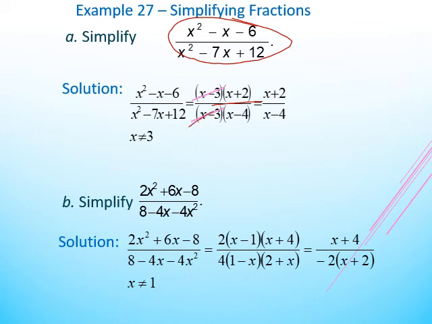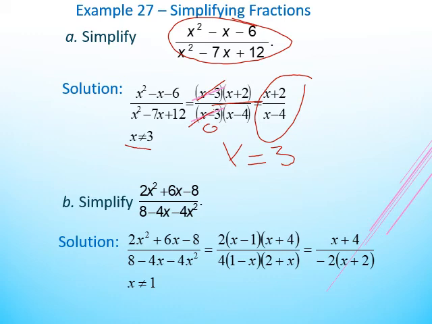We will cancel x minus 3 by x minus 3, and the result will be (x plus 2) over (x minus 4). And we are sure that x will never equal 4, because then the denominator will equal 0 and the expression will not be defined. We cannot divide by any value that makes the denominator 0.